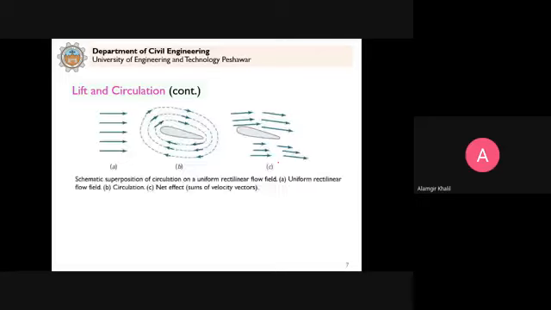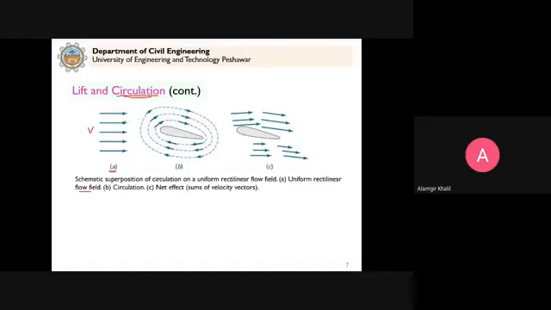So to explain this, this is another diagram which is also from your textbook. You see here that in part A of this figure, the fluid approaches this body with a velocity v. So this is a uniform rectilinear flow field, which means all the velocity vectors are parallel to each other and in one dimension. And on the object there is a circulation. Clear? On the object you can see there is a circulation.